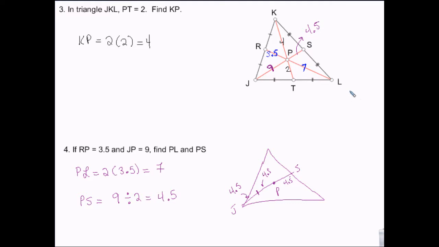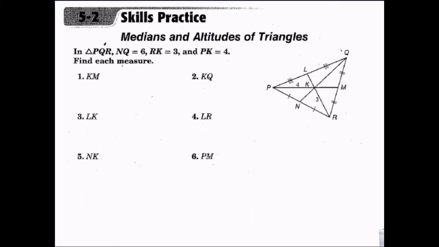Okay. If you go to your packet, we've got a couple of these. What I recommend doing is first label the triangle and then worry about the letters. So NQ is 6. That's this whole length right here. NQ, that whole length is going to be 6. So I'm going to do it like that. PK is 4, that's already labeled, and RK is 3, that's already labeled.